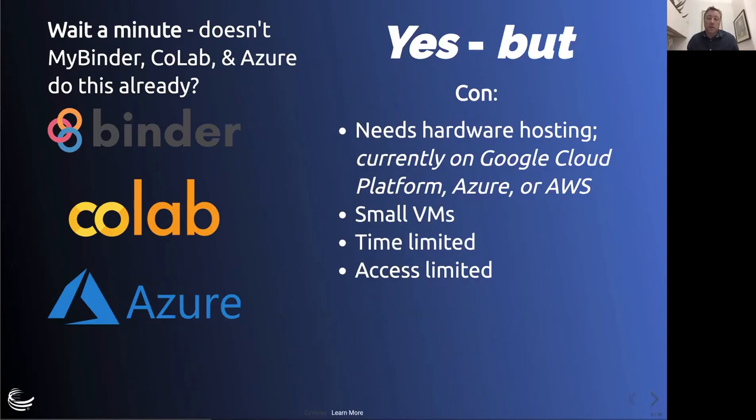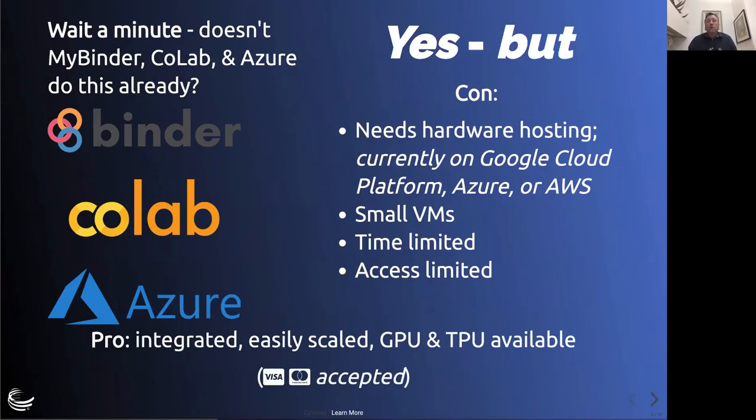They're limited in what they're able to do. Whereas when you launch these in Vice, we have a little bit more freedom and flexibility. The benefit to working with something like Colab or Azure Notebooks is that they are natively integrated into these cloud providers. So you can easily scale from a very small VM to a very large VM to hundreds of virtual machines working in a distributed environment.